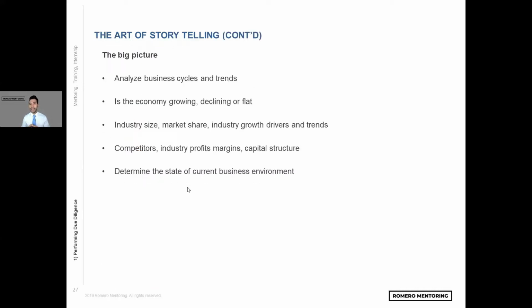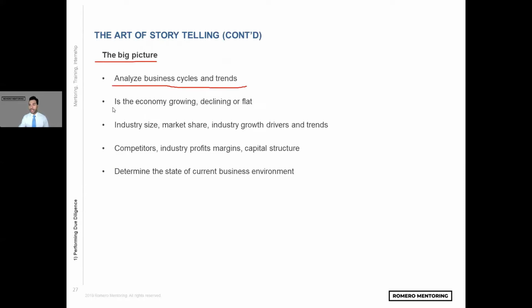Now, when we're looking at the big picture, when we're looking at the macro of a particular company, we're really talking about the industry. So I've listed a couple of points here that will help you understand that concept a little bit more when we're talking about the big picture. So you want to analyze business cycles and trends.